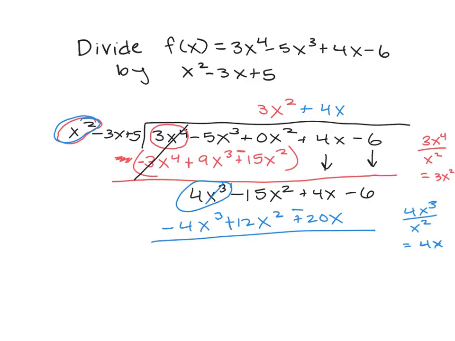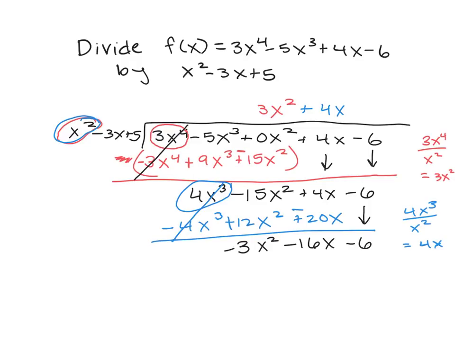So my 4x cubed minus my 4x cubed cancels just like we want it to. My negative 15x squared plus 12x squared is negative 3x squared. My 4x minus 20x is negative 16x. And then I don't forget to bring down my negative 6.